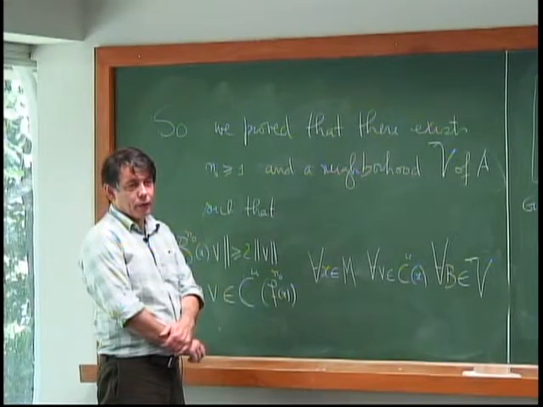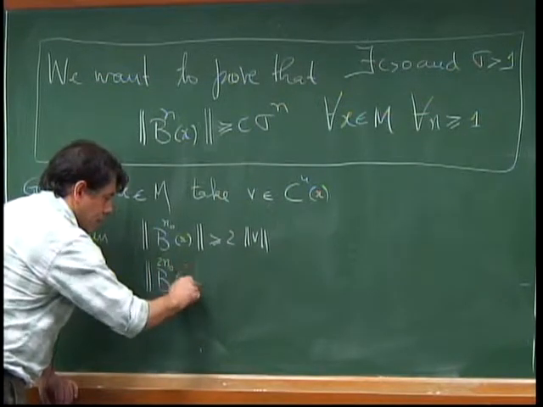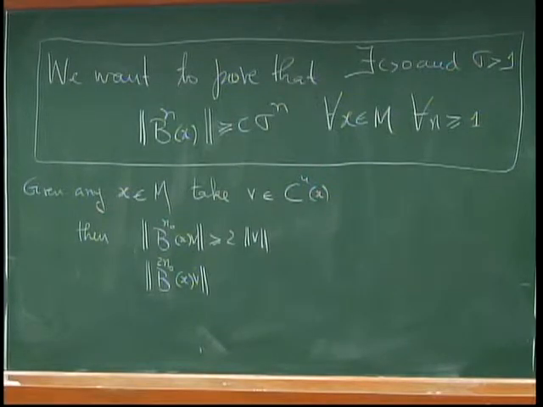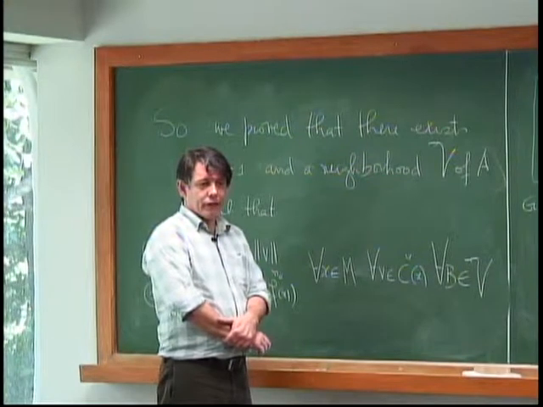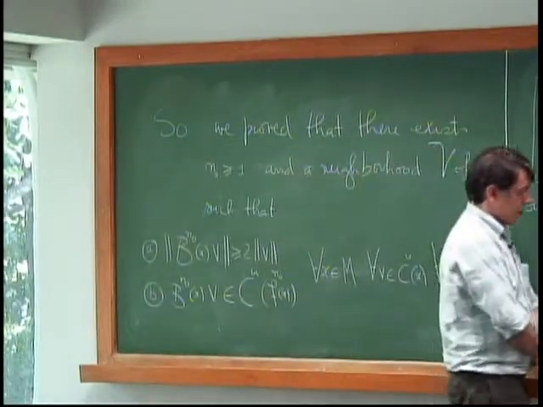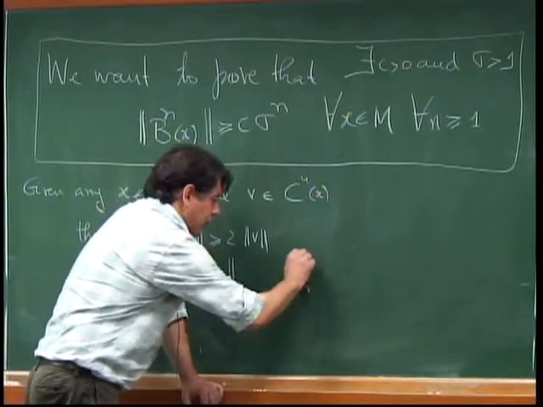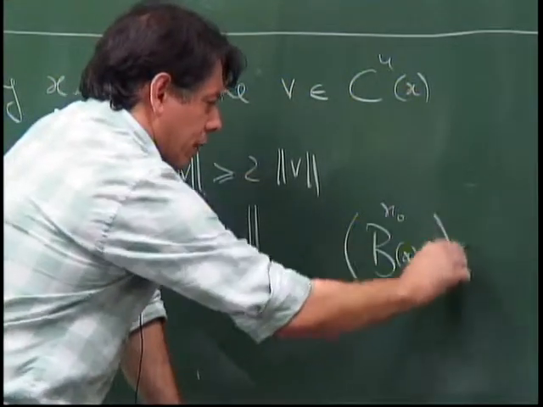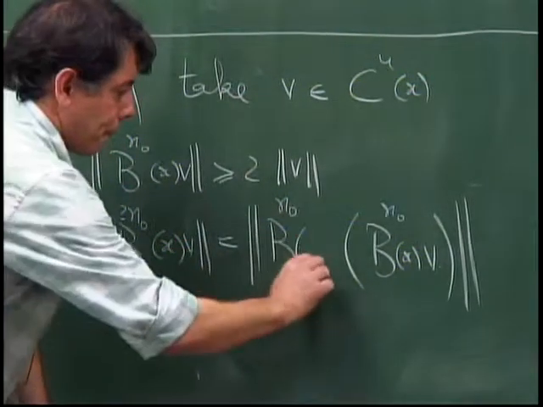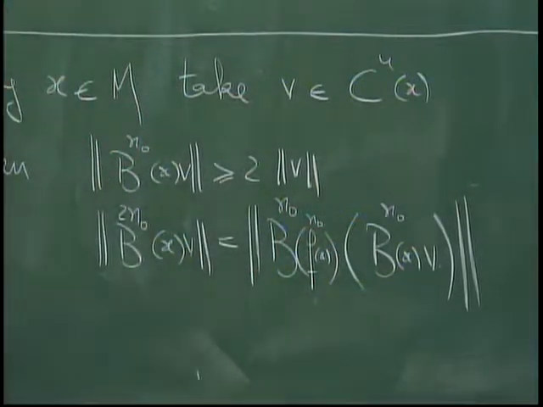Now, what can you say about B^2n0 of v? This is the moment where you understand the proof. Unfortunately, the secret is hidden up to this point. This is the moment where you understand why you had to work so hard. Okay, what is B^2n0 of x? It is B^n0 of x applied to v, and then what? And then another B^n0, where? At f^n0 of x. Okay?